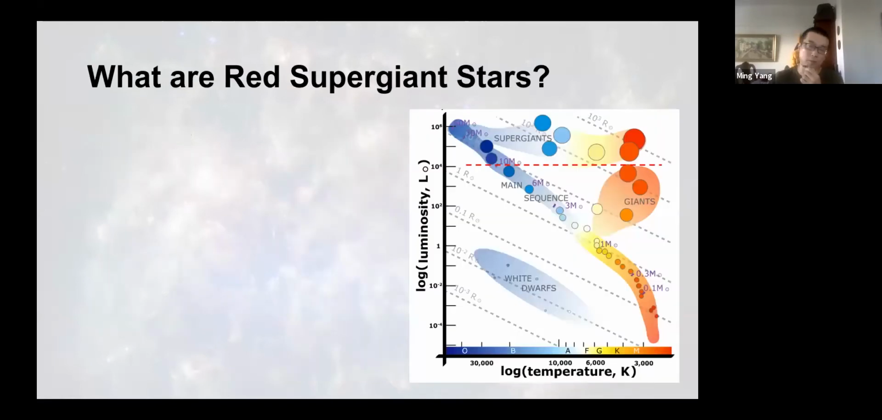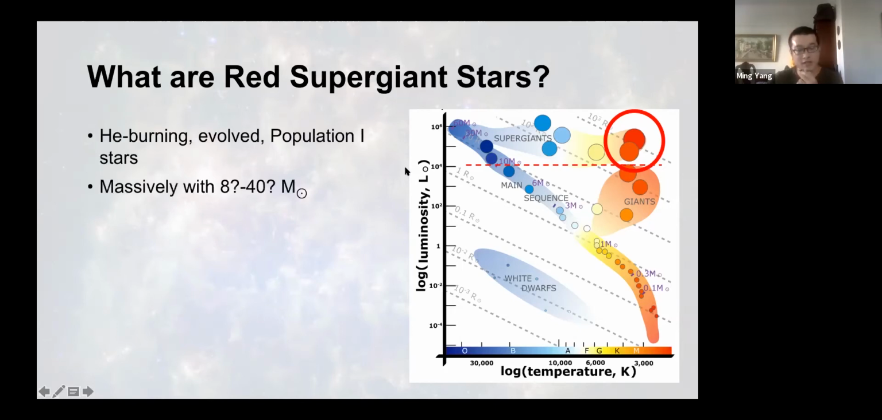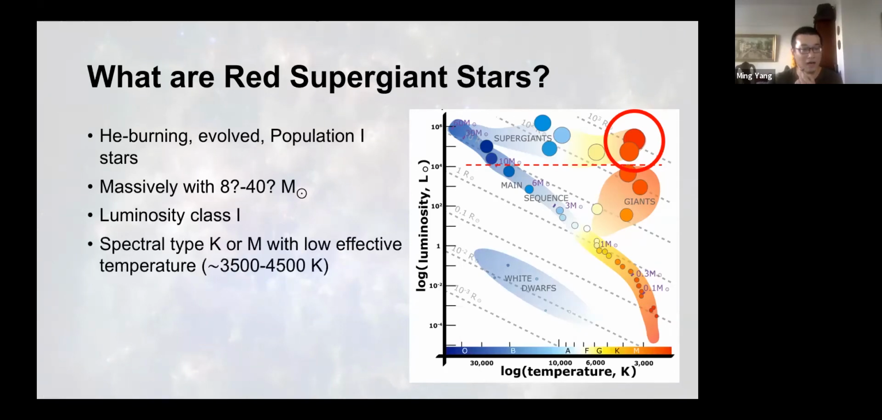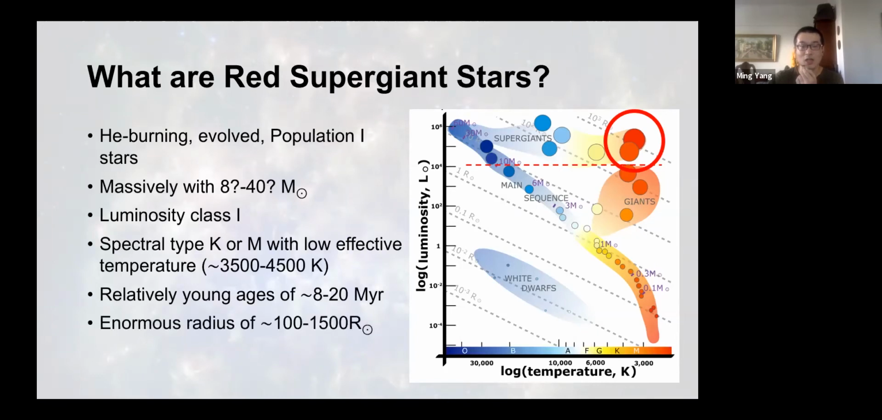For my personal interest, I'm interested in red supergiant stars on the HR diagram. They are here. They are core helium burning evolved Population I stars. They are massive, they are very bright. They also have very low effective temperature and a relatively young age. And they are very big. So they are one of the very interesting targets in astrophysics.